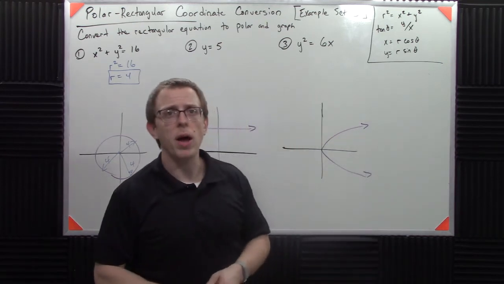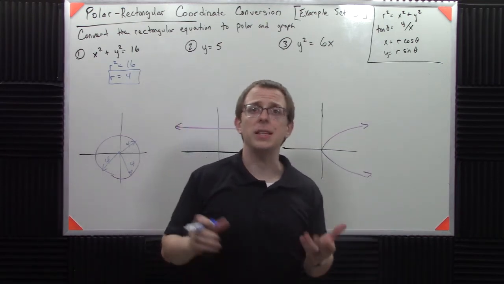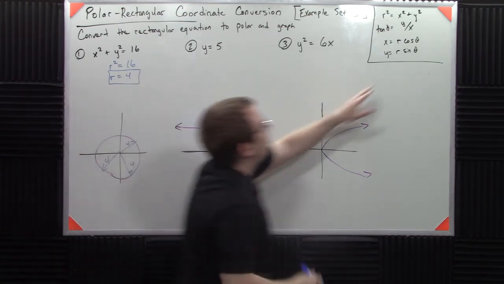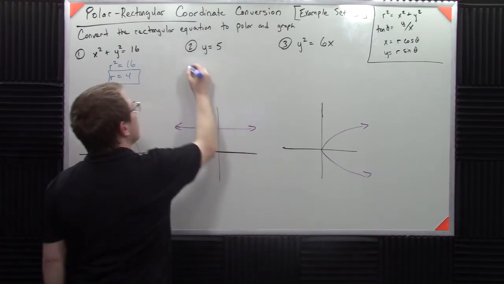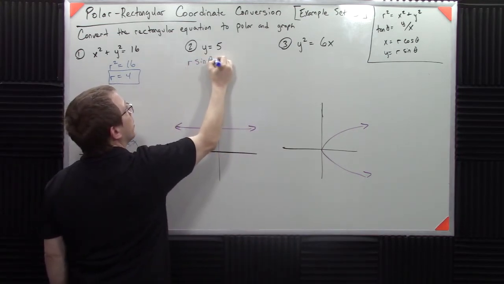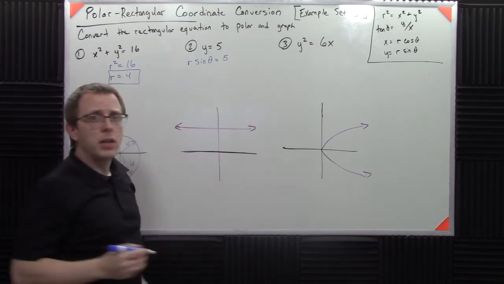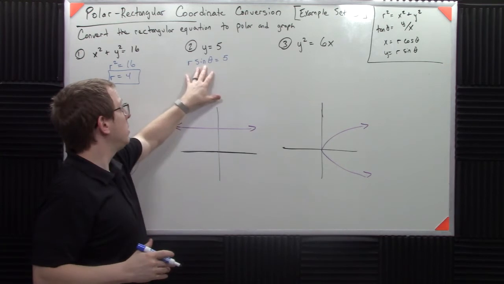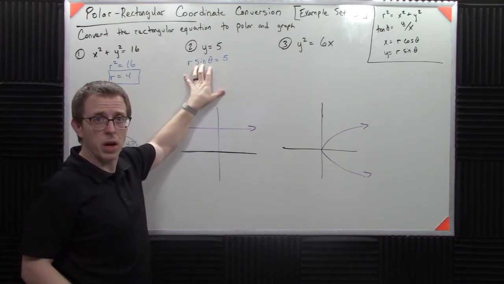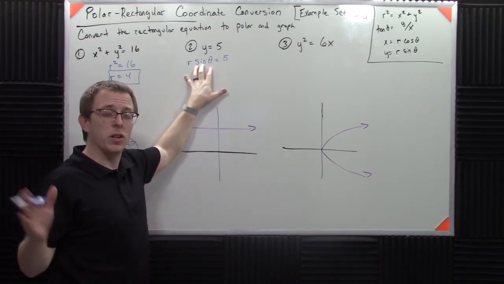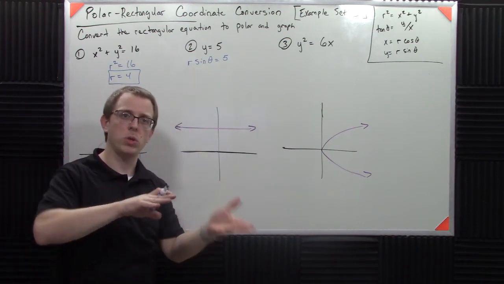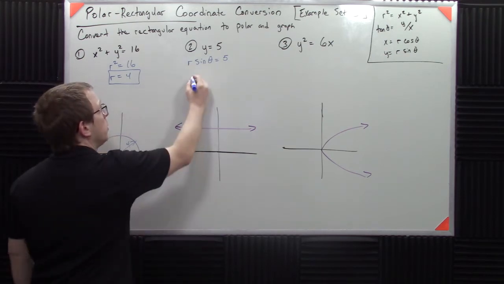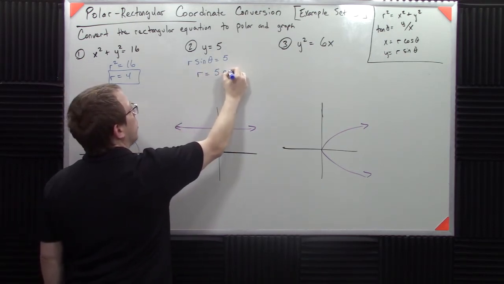Now, the next one, y equals 5. This one I think is not more convenient as a polar equation. y is r sine theta. So we have r sine theta equals 5. And typically when you have something in a polar equation, this is technically correct. This is probably fine. But what they typically want is r as a function of theta, so you have all the r's on one side and all the thetas on the other, if you can help it. And that's not always possible, but if you can help it. So this is technically r equals 5 cosecant theta.